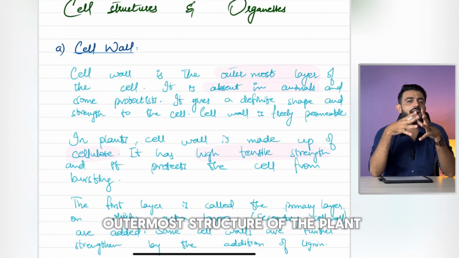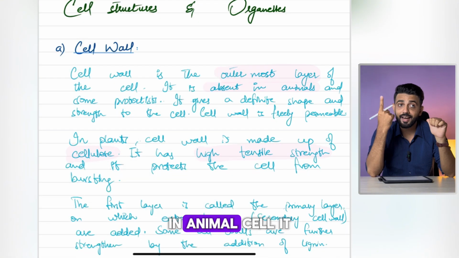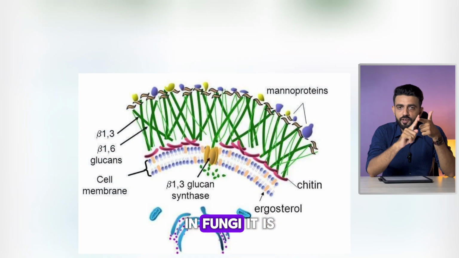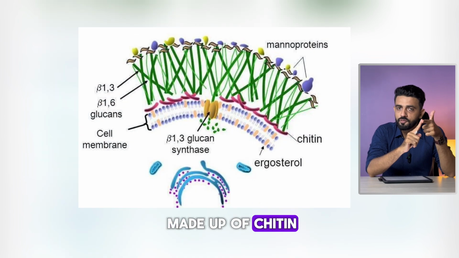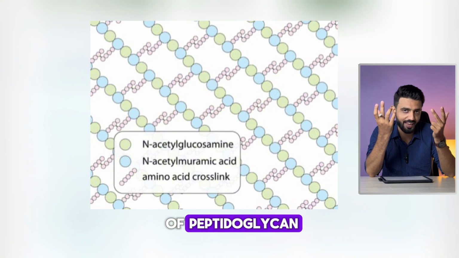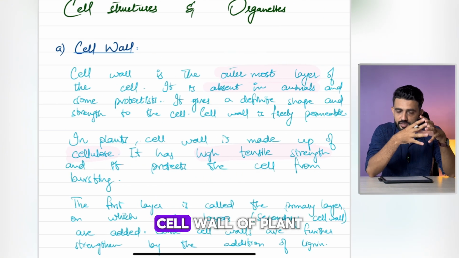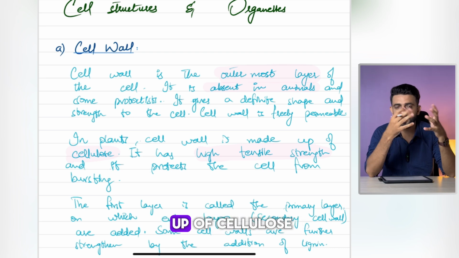Now, the cell wall is the outermost structure of the plant cell. It is made up of cellulose. In animal cells, it is absent. In fungi, it is present and it is made up of chitin. In bacterial cells, it is present and it is made up of peptidoglycan. Now, we are going to mainly discuss the cell wall of the plant cell, which is made up of cellulose.